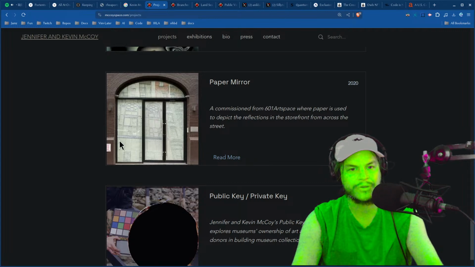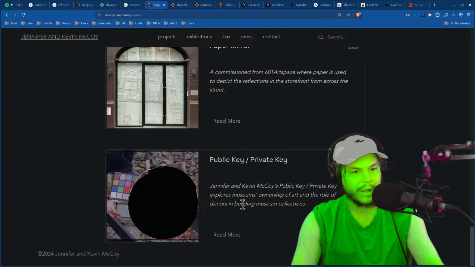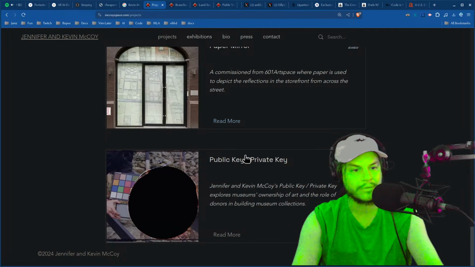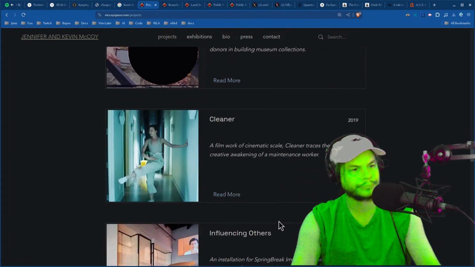Paper Mirror, a commission from 601 Art Space where paper is used to depict the reflections in the storefront from outside the street. Public-Private Key explores museum ownership and the role of donors in building museum collections. That sounds really good. And if I say view more, is it view more? There we go. We're only to 2019.